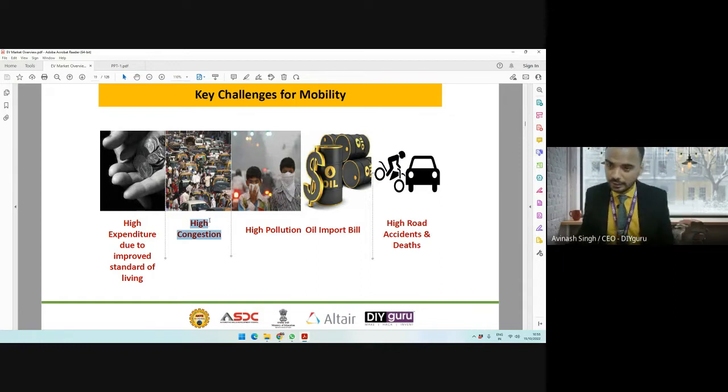Maybe India can look into this option, but because we are a democratic country, nothing can be forced on the public, right? It should always be more on the awareness side and the facilitation side rather than the imposition side, right? And then the fourth is high expenditure due to improved standard of living, right? We are already seeing this, because of the increase in the standards of our living.